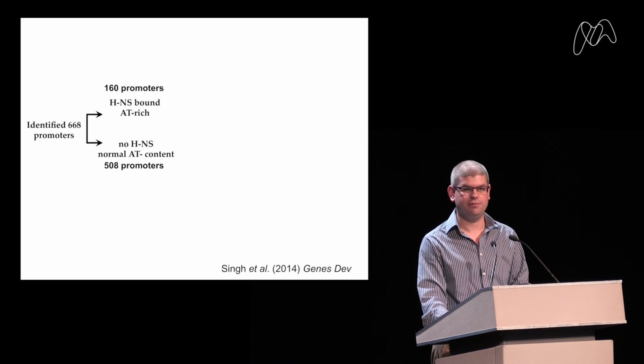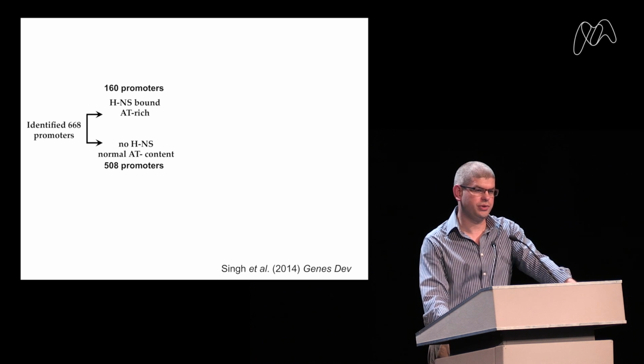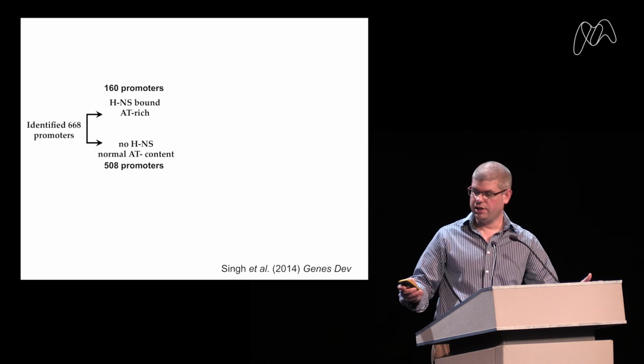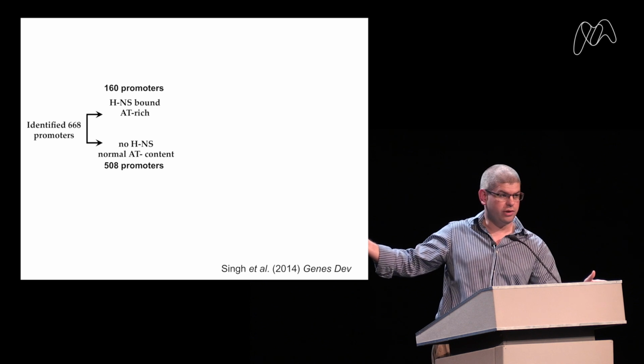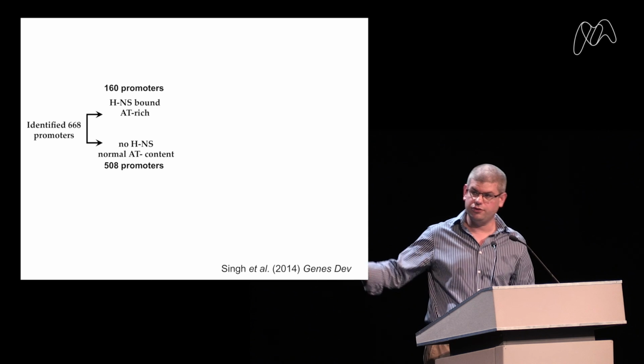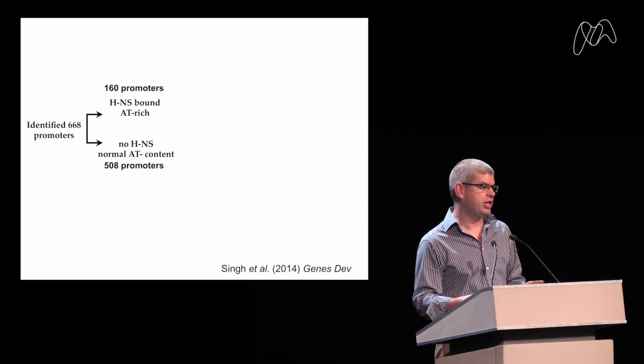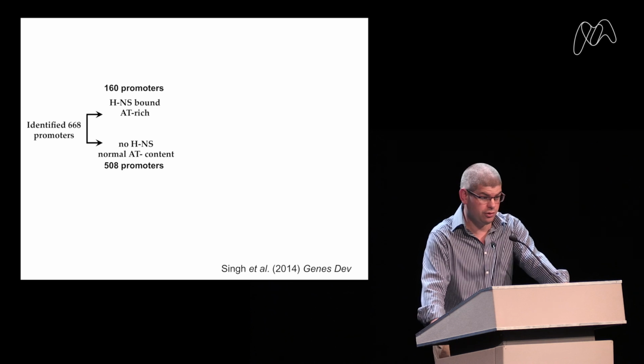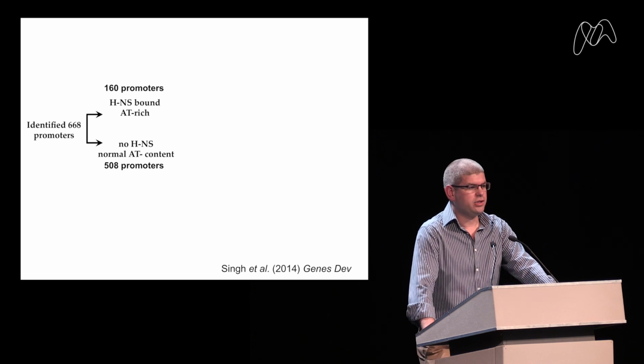So numerous labs have mapped the distribution of H-NS across the E. coli genome. The data are very consistent, and we're able to use that data to divide the promoters into these two groups. Again, we checked that the way we'd done this was reasonable, so we were able to measure the activity of these promoters in the presence and absence of H-NS, and we find that the 160 promoters in this group here are generally suppressed by H-NS, whereas the 508 promoters down here are generally not subject to regulation by H-NS. So we have our two groups.